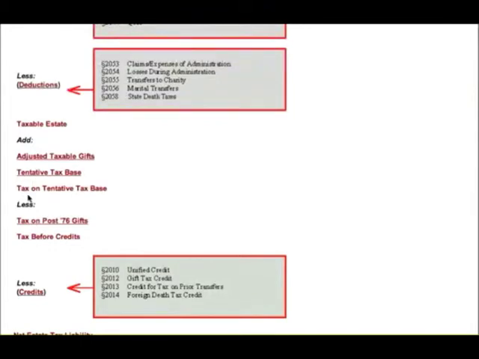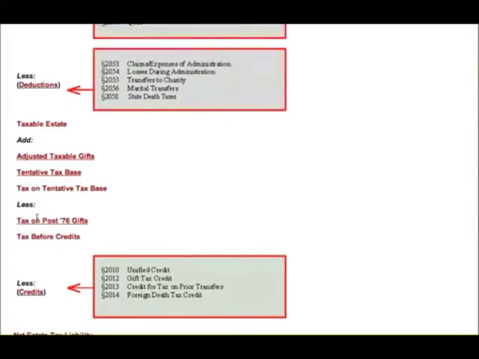From that amount, that tax amount, you're going to subtract the tax that was computed on post-76 gifts. So these are gifts that occurred after 1976. When you're looking at the tax on the post-76 gifts, what occurs in that calculation is you're looking at the gross gift tax less the available credit.